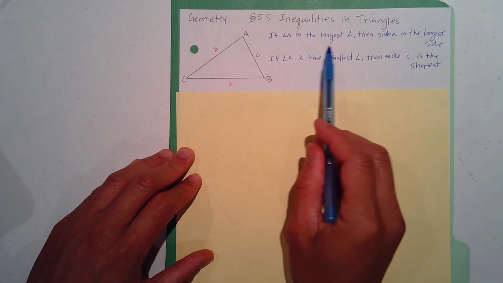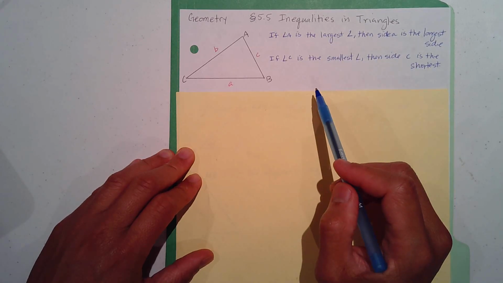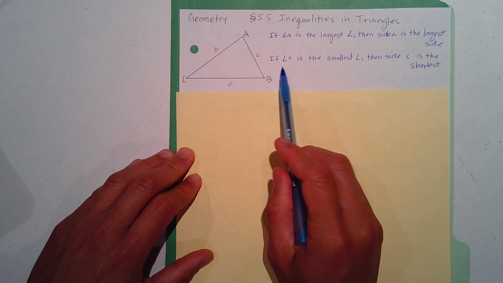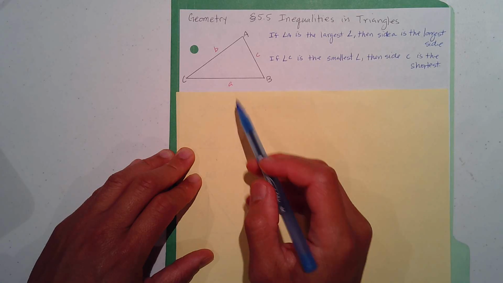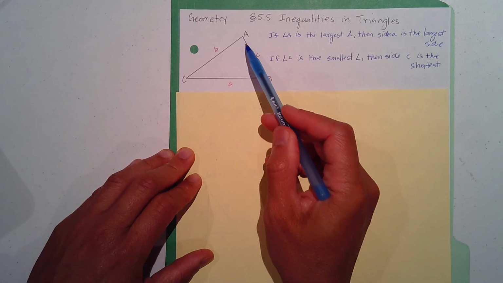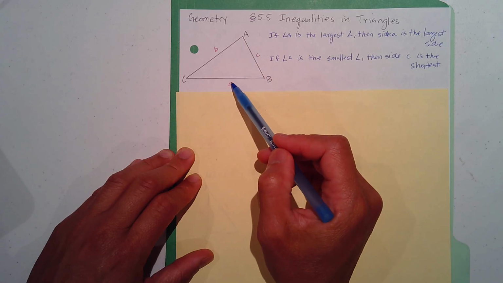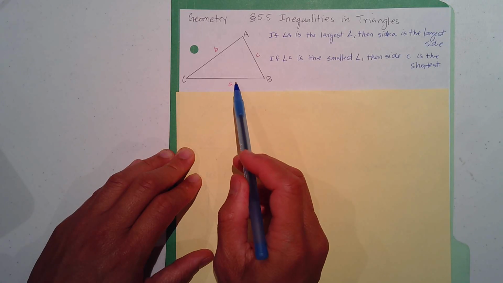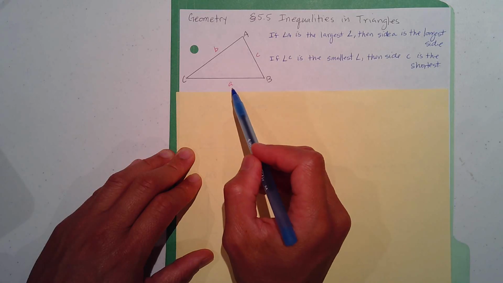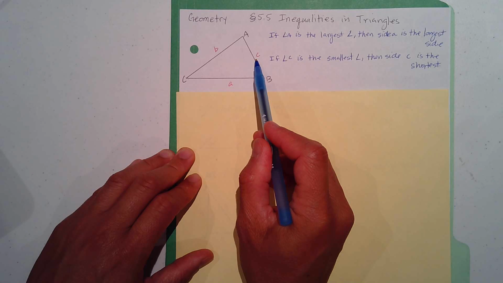If angle A is the largest angle, then side A is the longest side. If angle C is the smallest angle, then side C is the shortest side. So here is angle A. What they're stating is if angle A is the largest, its opposite side, we'll call it lowercase a, is going to be the longest side. Largest angle, longest side. Smallest angle, shortest side.